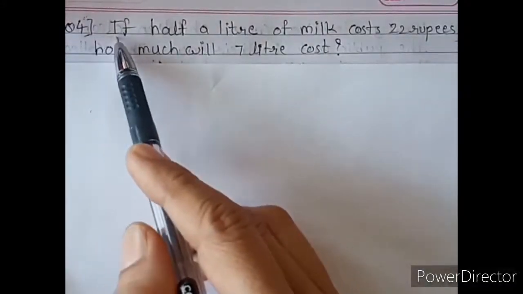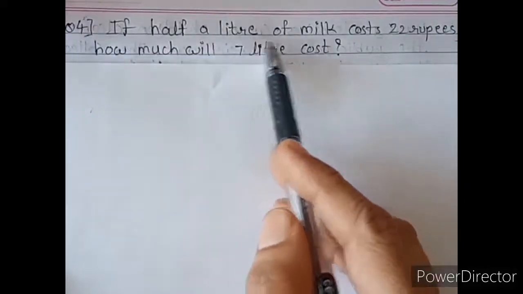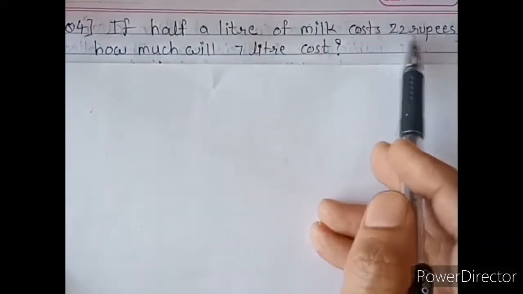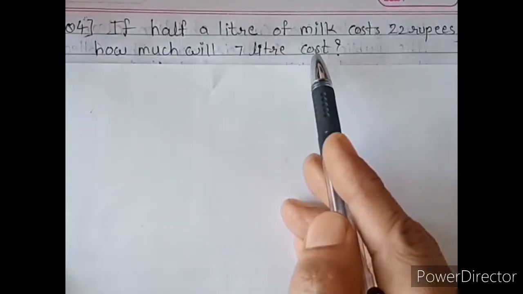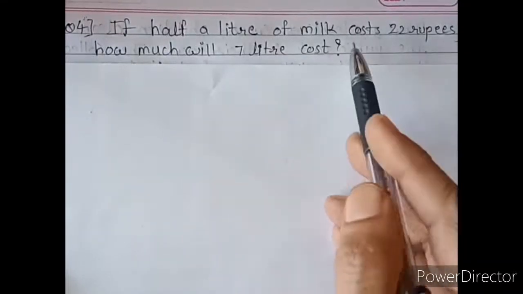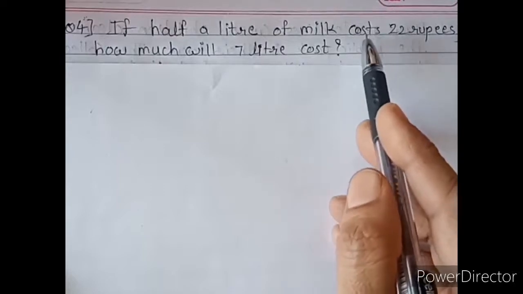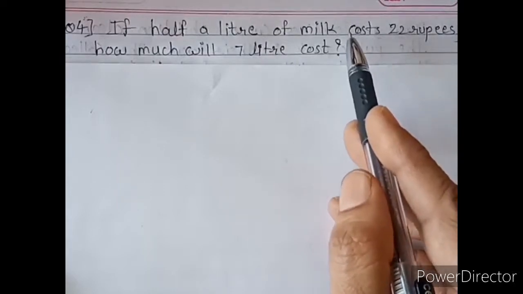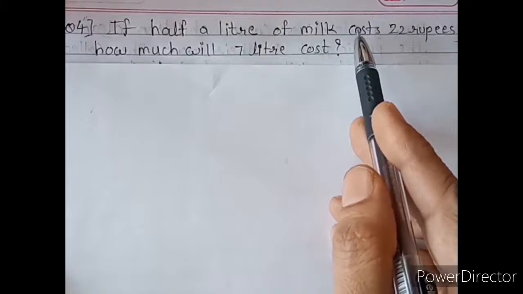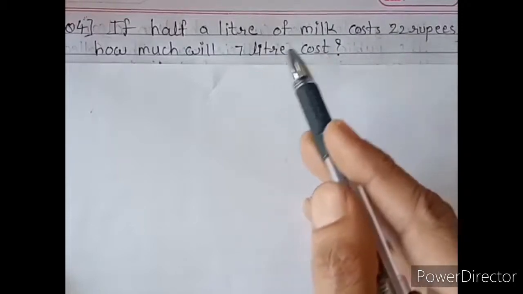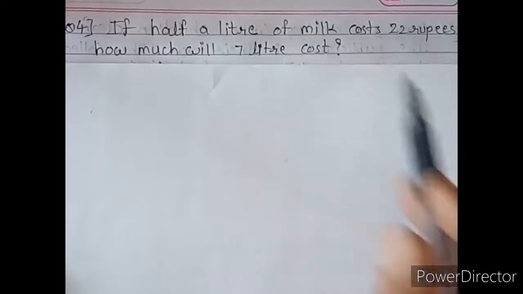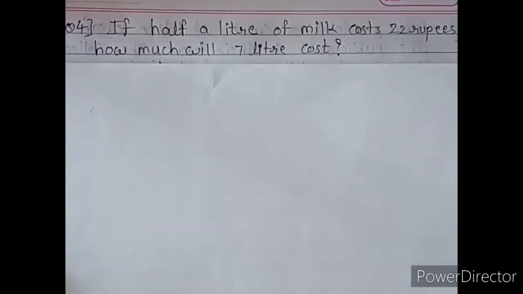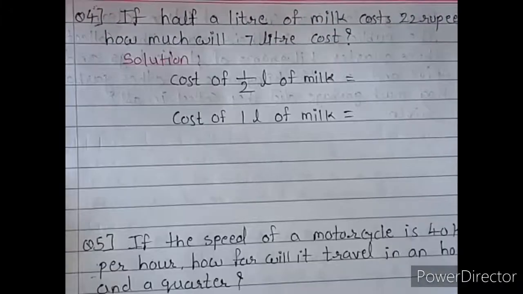Let us solve question number 4. If half a liter of milk costs 22 rupees, how much will 7 liter cost? In this example, first you have to find out the cost of 1 unit, and then from that you have to find out the cost of many units. So first, what are the given things and what we have to find out? Let us see how to solve.